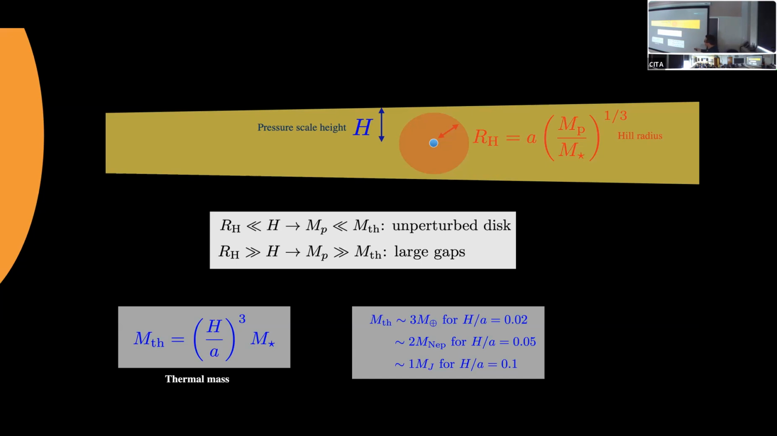The idea here is that if the planet's Hill sphere is very small compared to the scale height, it will not really perturb the disk that much. But at the radii corresponding to the ALMA rings, you're talking about a Jupiter mass. Between these two, yes, I'll get to that, please. Right, so that's the basic gap opening.